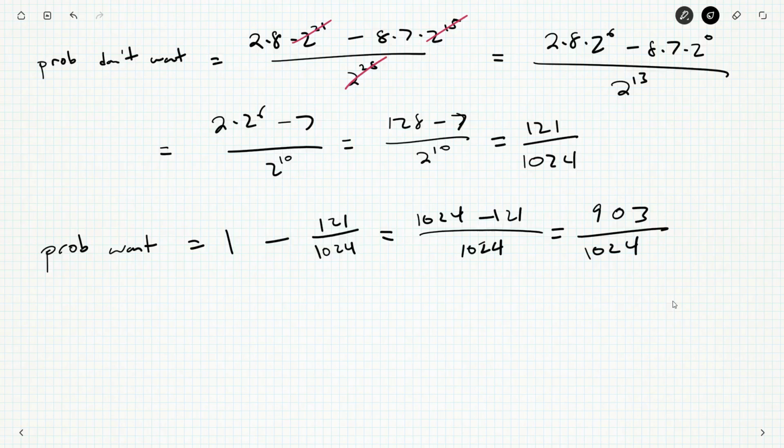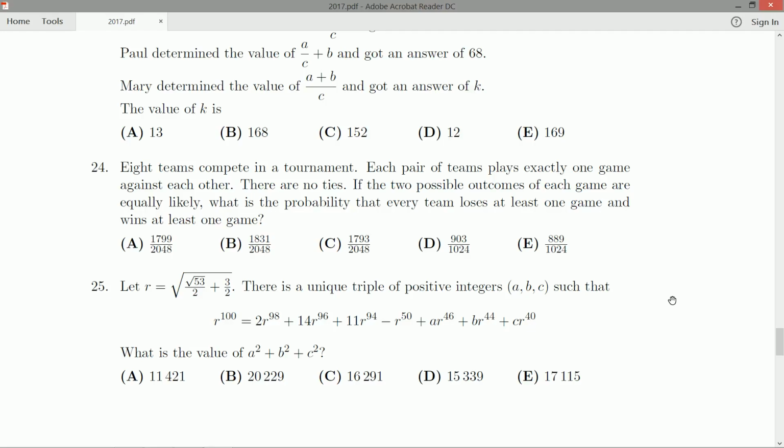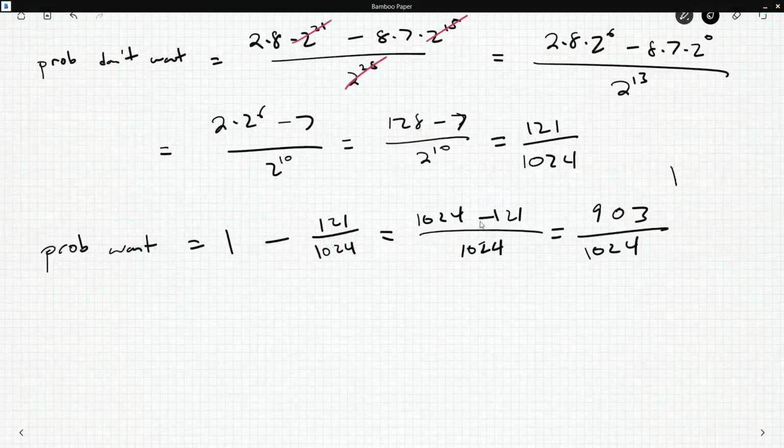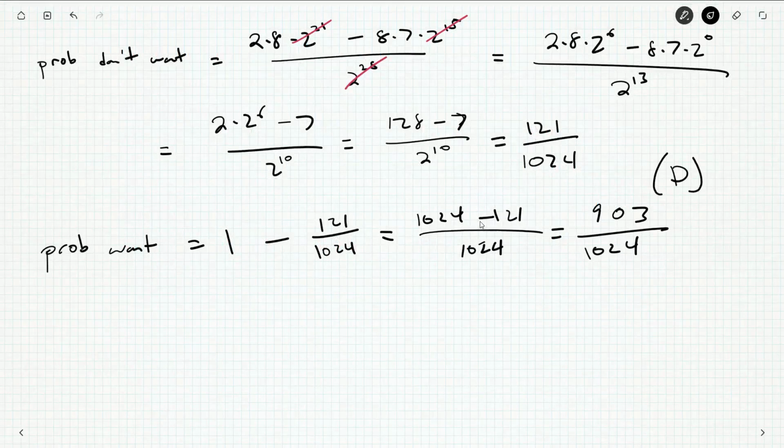I don't think I saw that. It ends in an odd number, so we can't simplify. And yeah, because the numbers are pretty high. No, there it is. It's D. Alright. I was worried maybe my logic had fallen through, but oh, there we go. We got D. D is our answer. So 903 over 1024 is going to be the probability that every team has at least one loss and at least one win. Okay, so that was an interesting little probability question.